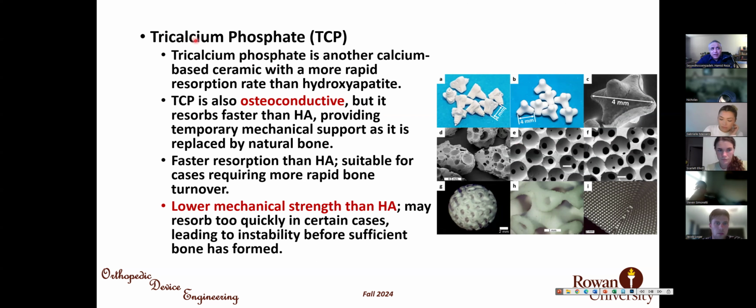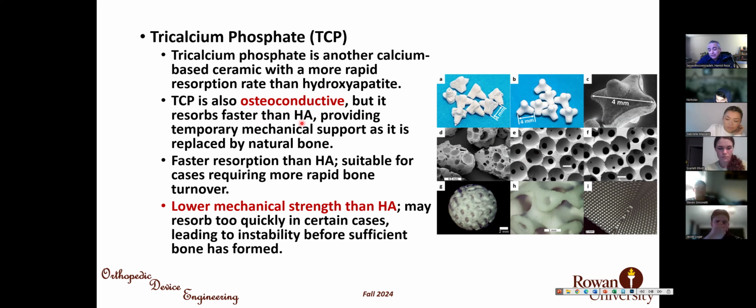Another one is tricalcium phosphate. It is different from hydroxyapatite. Again, it is osteoconductive, but it is resorbed faster than hydroxyapatite. So when it is resorbed faster, it means if we want to use it for support, it is not good because it is resorbed fast.